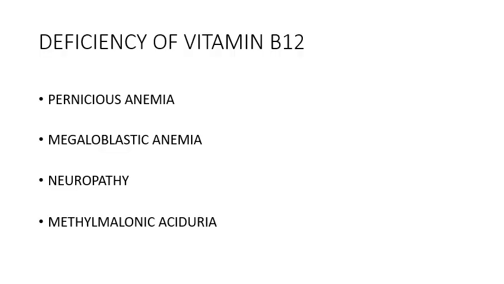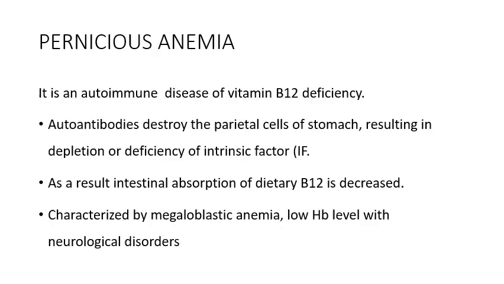Now the deficiency of vitamin B12 mainly leads to four main manifestations: pernicious anemia, megaloblastic anemia, neuropathy, or methylmalonic aciduria. Methylmalonic aciduria has already been discussed. It is due to deficiency of vitamin B12, where the conversion of methylmalonyl coenzyme A to succinyl coenzyme A does not occur, because the methylmalonyl coenzyme A isomerase reaction requires vitamin B12. So methylmalonyl coenzyme A accumulates and the excess is excreted through the urine, which is known as methylmalonic aciduria. Let's go with the other manifestations.